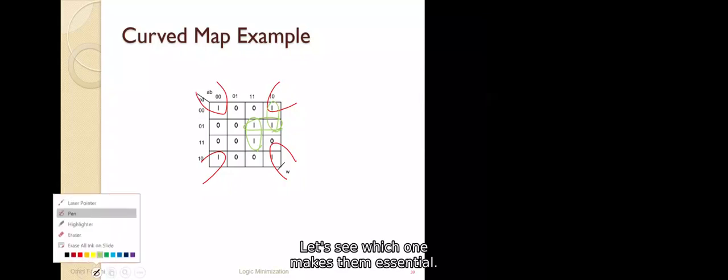There is one here also. This one. So we have 3 groups of 2 ones, 1, 2, 3, and 1 group of 4 ones. Now we have to find the essential ones. So let's see which one makes them essential.